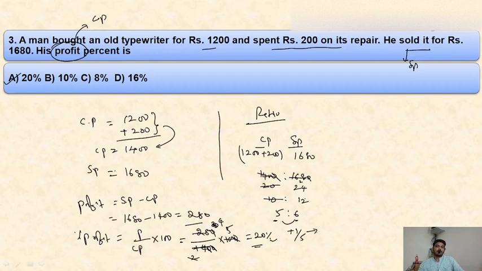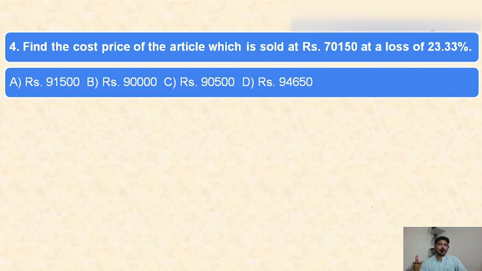So this 1 by 5 is nothing but how much? This 1 by 5 is nothing but 20 percent. I hope you are clear with this explanation. And similarly, you try to solve this particular problem and give your answers in the comment section. What is this question?